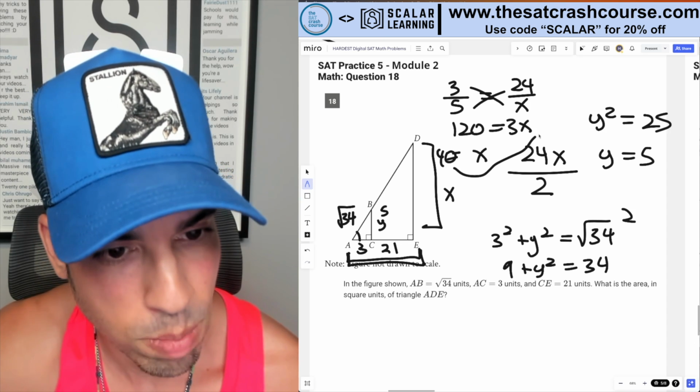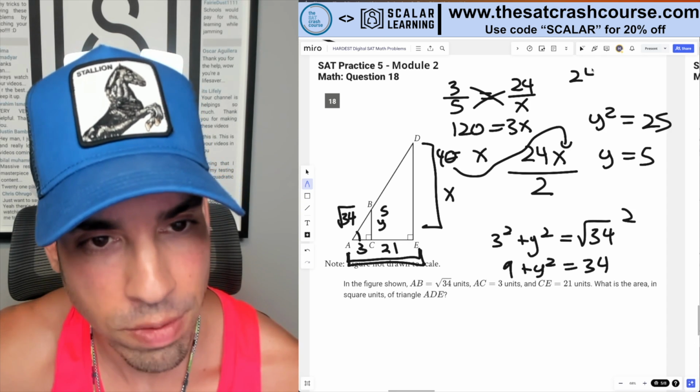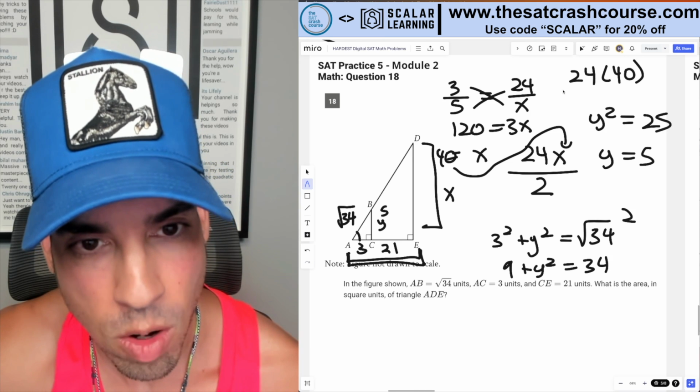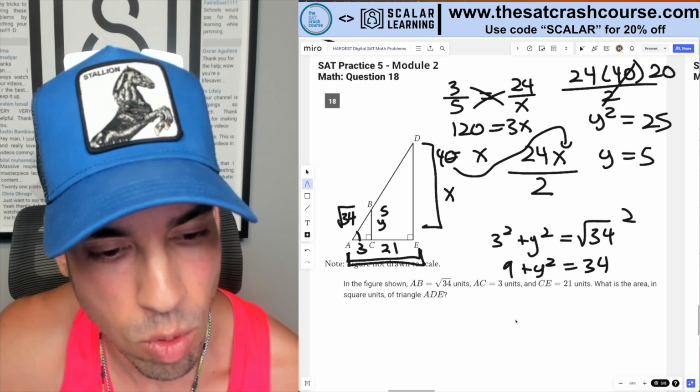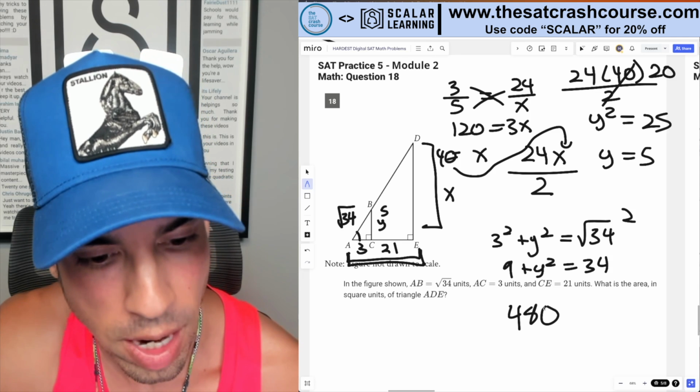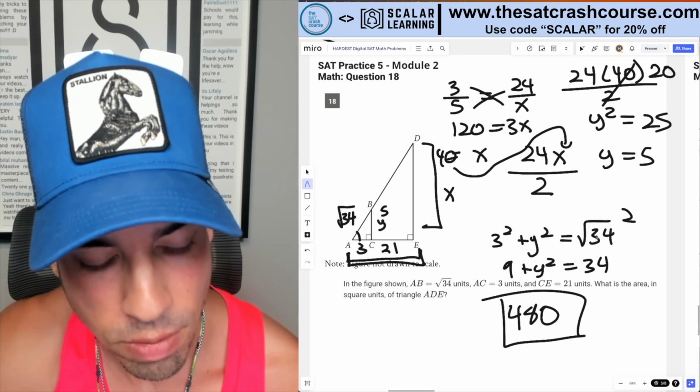Now what we got to do is plug and chug. So we got 24 times 40 all over 2. 40 divided by 2 is 20. 20 times 24 is 480. So 480 square units for the win.